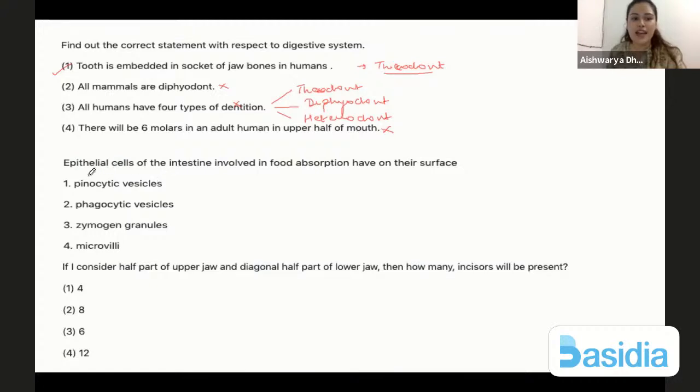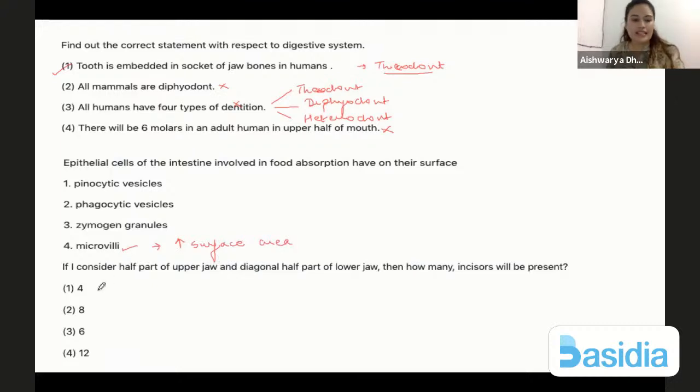Next question. Epithelial cells of the intestine involved in food absorption have on their surface dash. So it is a direct question again: microvilli. They will help in increasing the surface area for absorption.